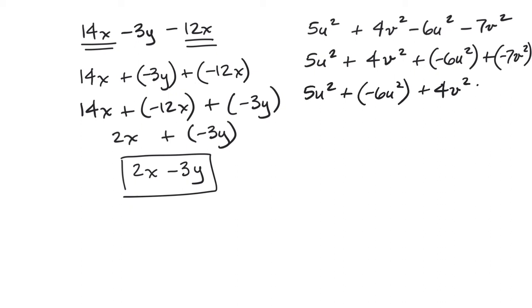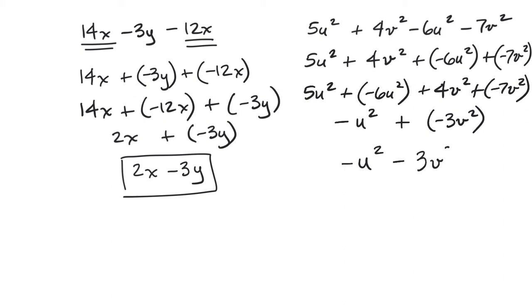So I get this like that, and then I'll combine my like terms as I've already got them next to each other. So I'll get 5u squared plus negative 6u, that's just negative 1u squared, or just negative u squared. Then plus 4v squared plus negative 7v squared is negative 3v squared. So I can write this as negative u squared minus 3v squared, or I can leave it the way I have it. Either would be okay. I'll just write it as a subtraction statement.